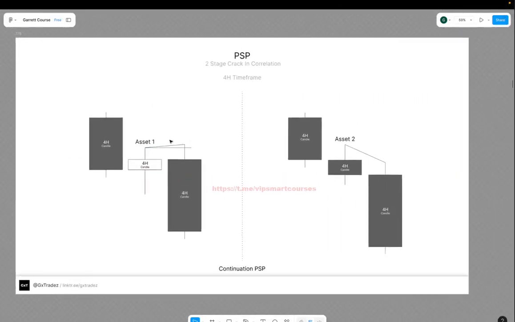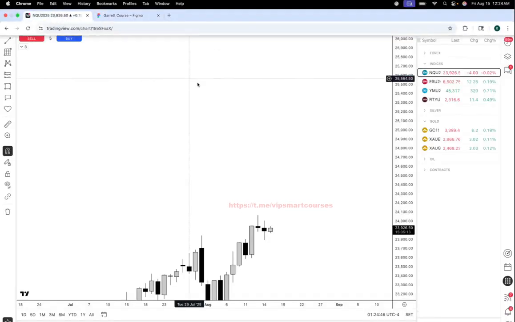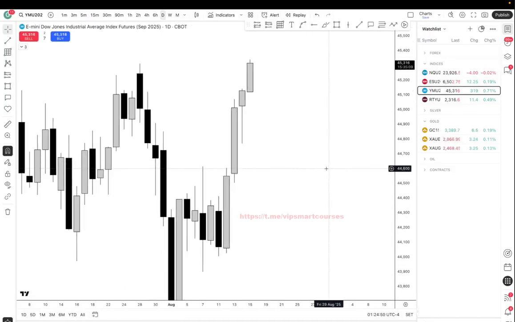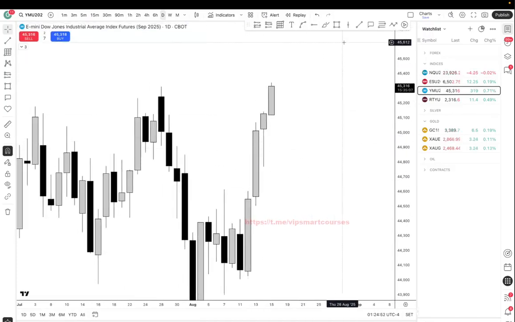And now this is a continuation 2-stage PSP. You're going to see this a lot this week. So if I go to here, right, why would I anticipate this to be this PSP that we saw here?